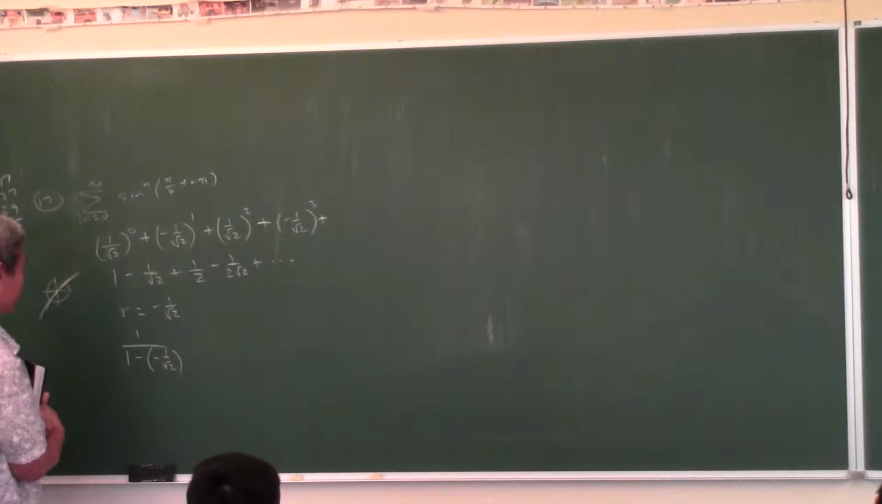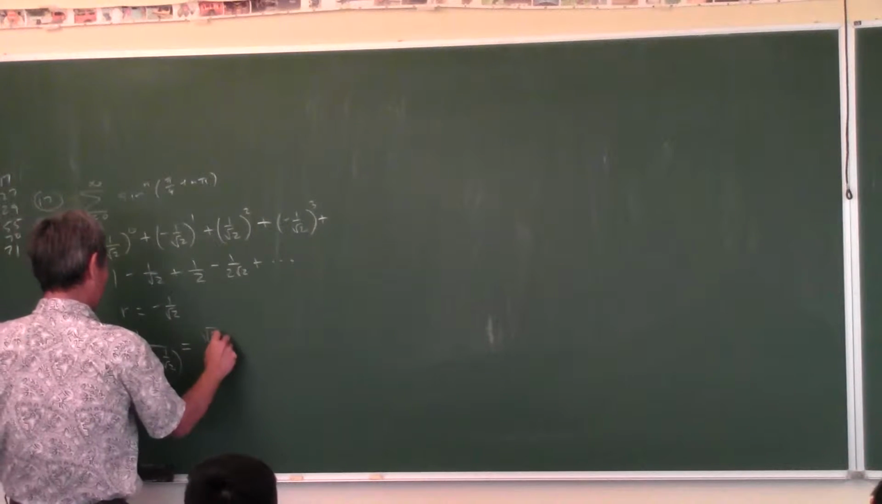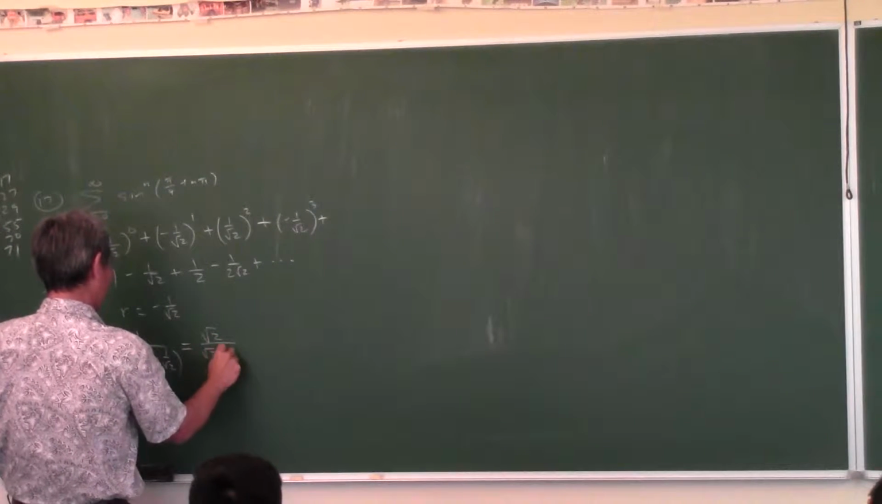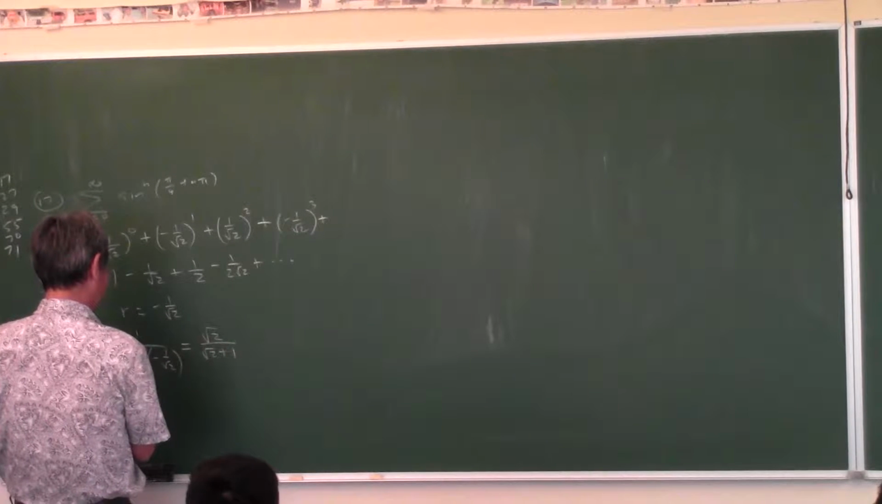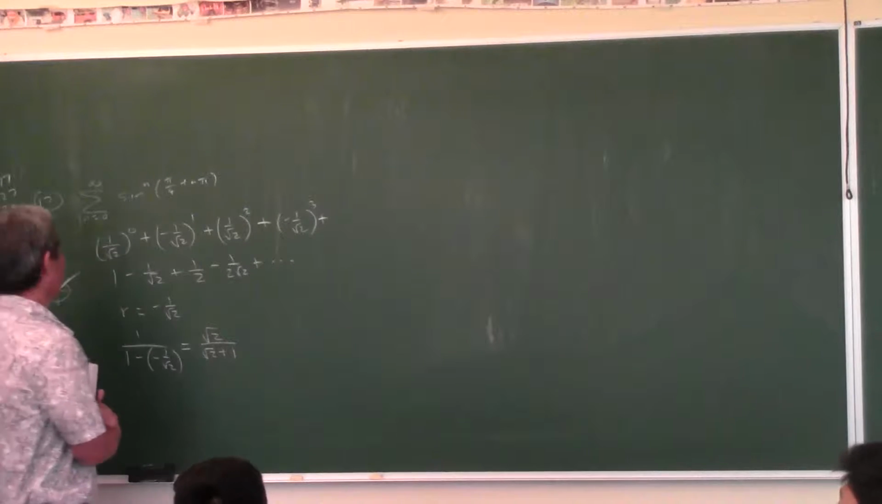Let's just multiply top and bottom by root 2. Root 2 over root 2 plus 1. That's what it converges to. Okay, number 27.